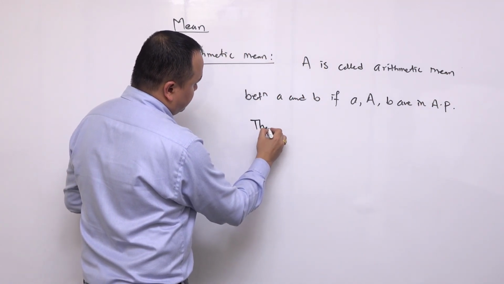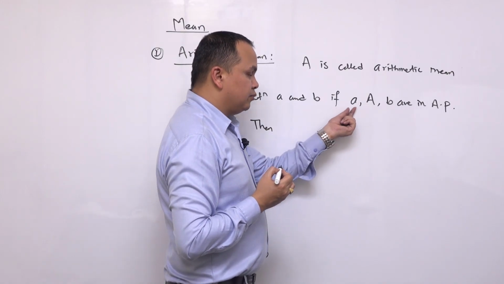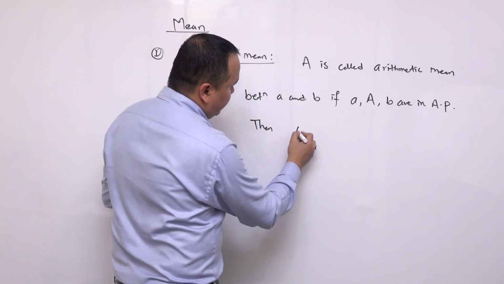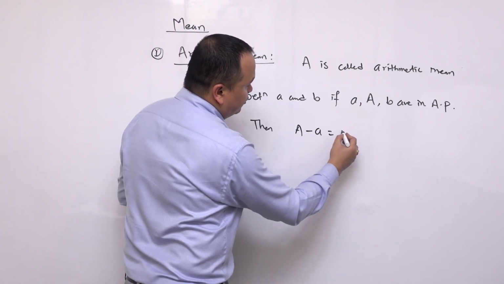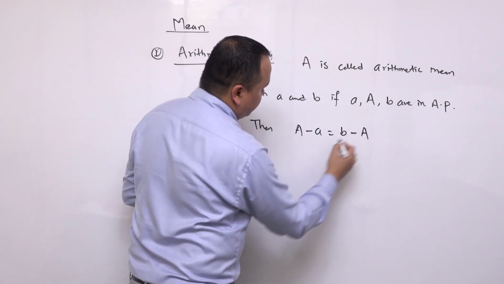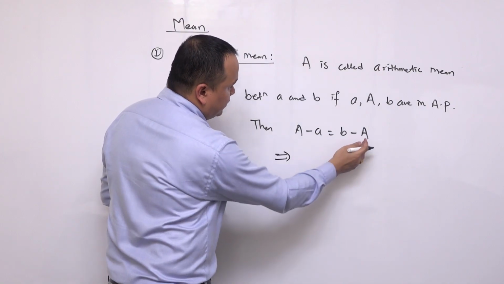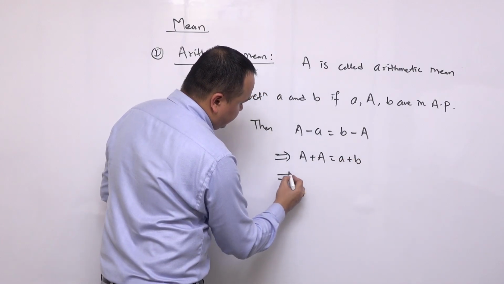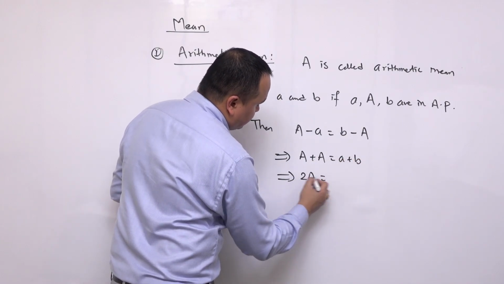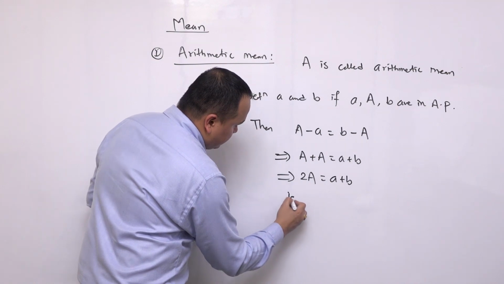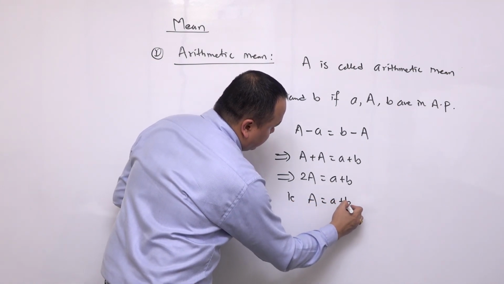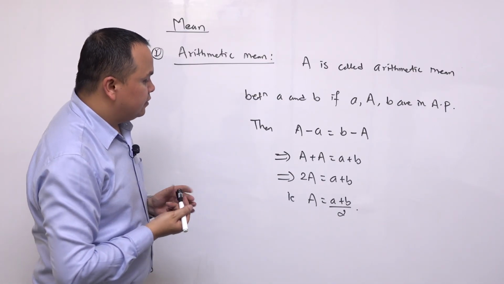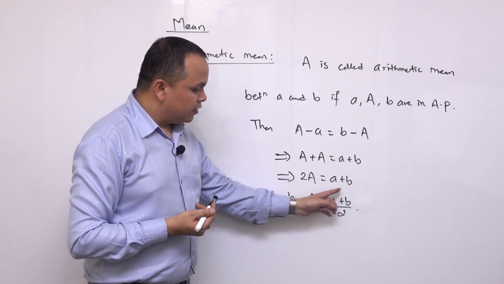Then T2 minus T1 is equal to T3 minus T2 by the definition of AP. A minus a is equal to b minus A. This implies A plus A is equal to a plus b. This implies 2A is equal to a plus b, that is A is equal to a plus b by 2. Now our formula of arithmetic mean between two numbers is a plus b by 2.